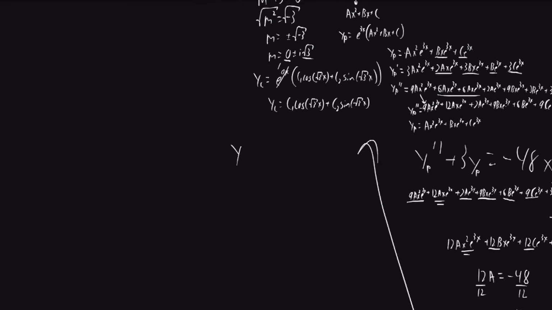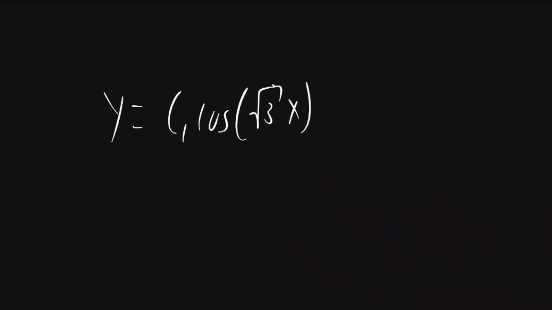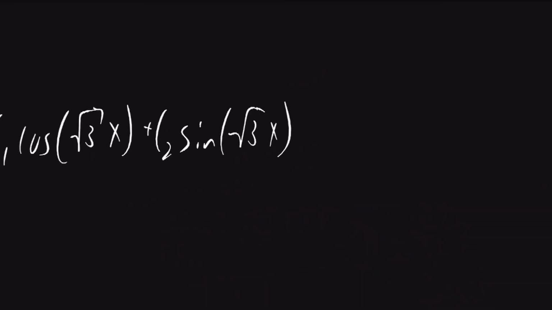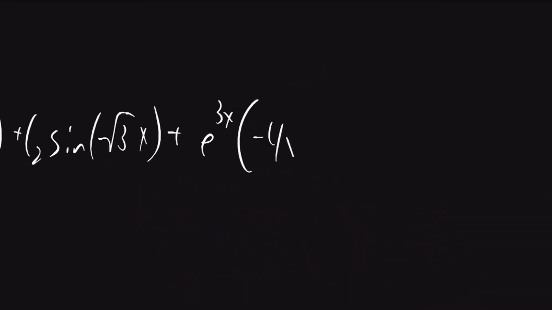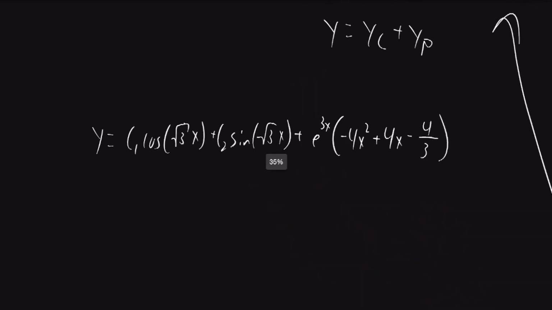The general solution is given as yc plus yp. So the general solution y is equal to c1 times cosine of root 3x plus c2 times sine of root 3x plus e to the 3x times negative 4x squared plus 4x minus 4/3. And that is our final answer.